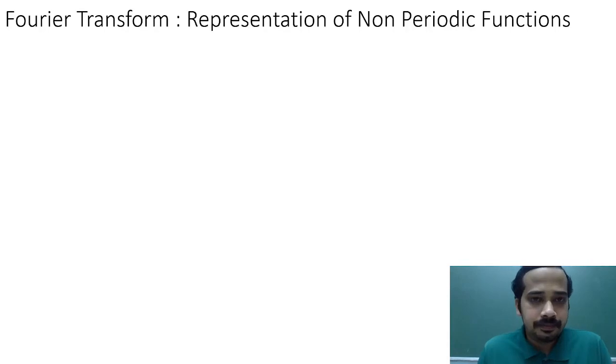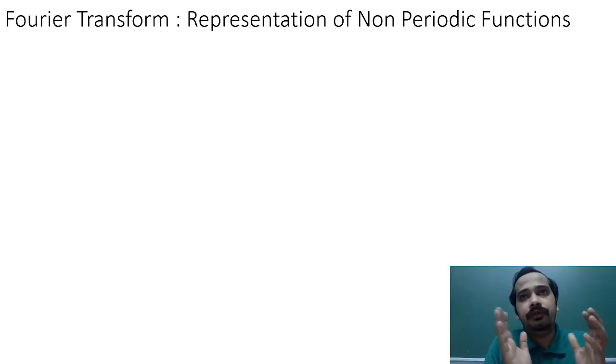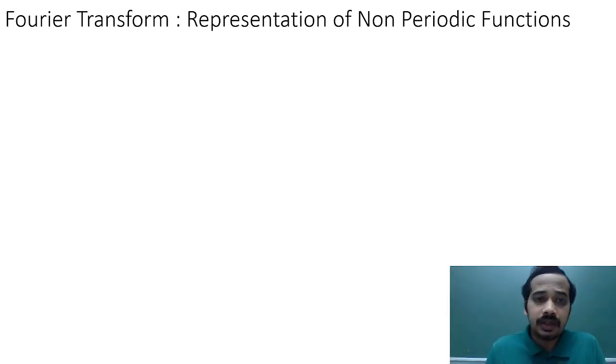Fourier transform, representation of a non-periodic function. We have seen earlier, suppose e to the power minus x, an exponentially decreasing function. If you expand that in terms of sine and cosine, it will be forced to be periodic actually. Our original nature of the function cannot be explained; if you have any non-periodic function, it cannot be explained by sine and cosine. If we restrict ourselves to some region, then only we can explain that.